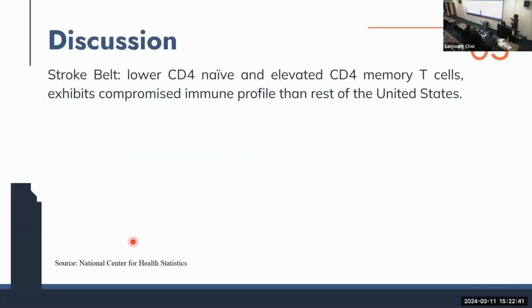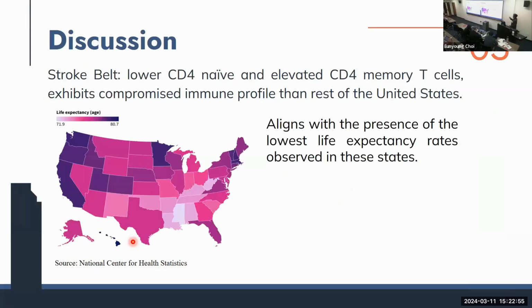This lower CD4 naive and elevated CD4 memory T cells that we are seeing for the stroke belt indicates that participants from these regions exhibit a compromised immune profile compared to the rest of the United States. This aligns with the presence of the lowest life expectancy rates observed in these regions, the light pink states, or the states belonging to the stroke belt.